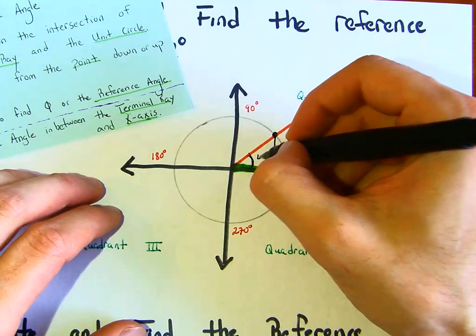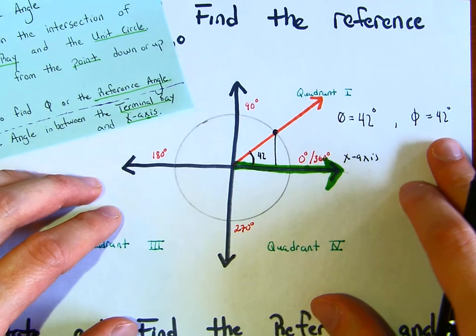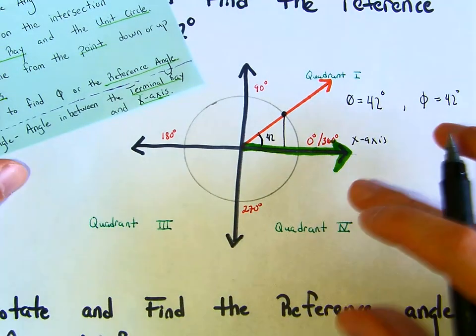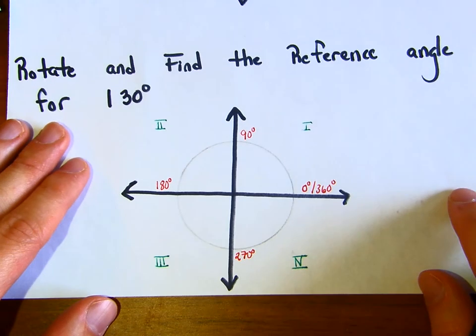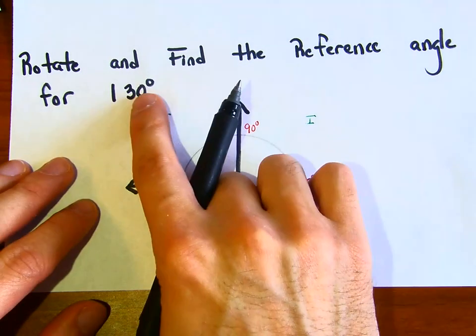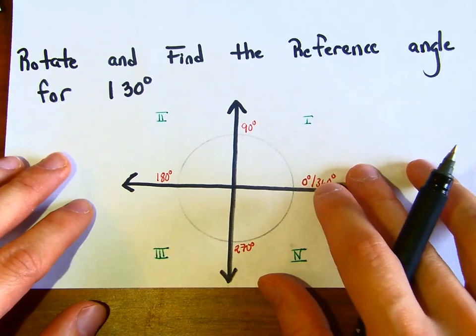So just bear with me, okay? I know that was very straightforward and very easy. Let's try and do another example, okay? Here, let's rotate and find the reference angle for 130 degrees, okay? So let's see how this is a little bit different.